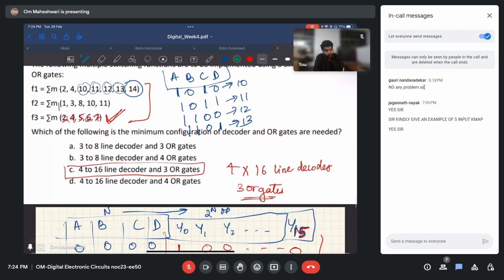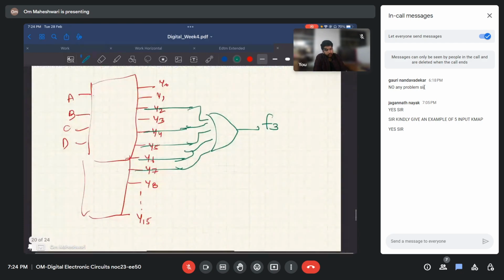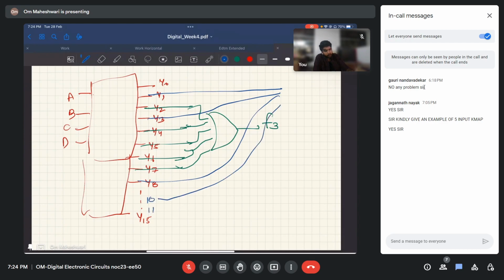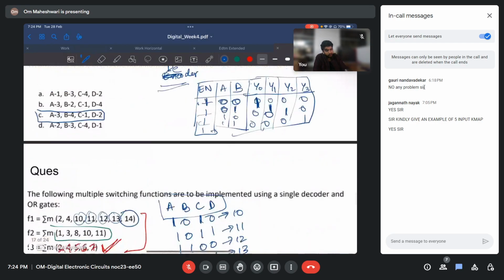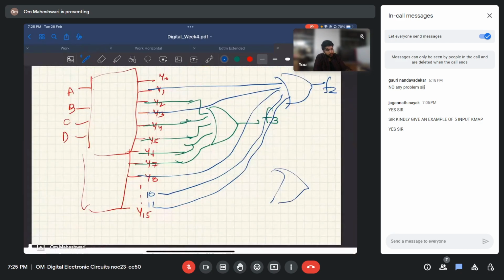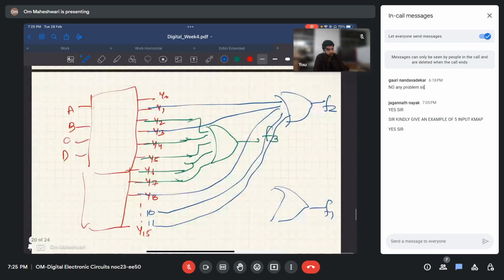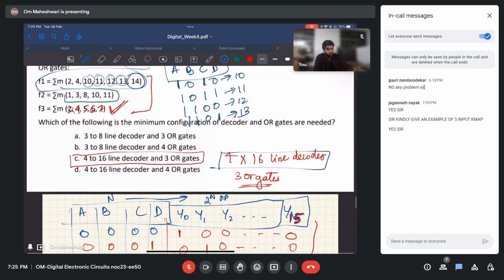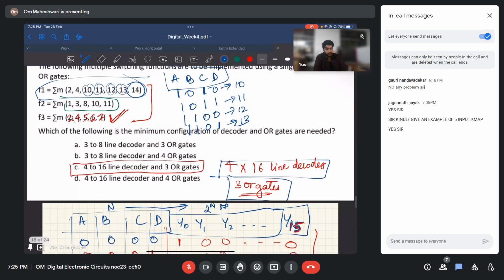Right? Similarly, 1, 3, 8, 10, 11. If I take 1, 3, 8, and 10 and 11, and feed them into another OR gate, I will implement F2. And similarly, for the remaining numbers, I can implement F1. So another OR gate will be here to implement F1. So this is how this works. We will have a 4 cross 16 line decoder and 3 OR gates to implement these 3 functions.